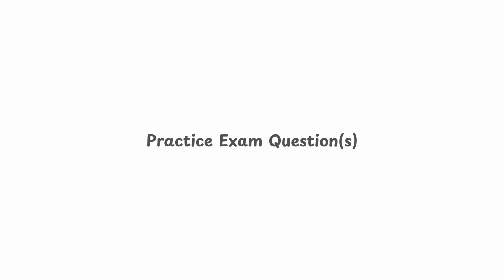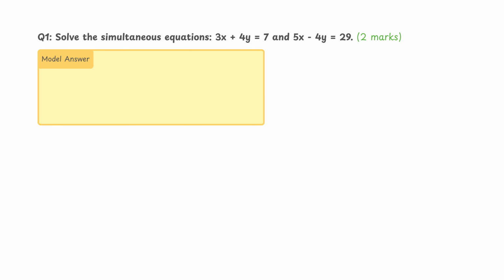Now, let's dive into some exam-style practice questions. You can pause the video and try yourself. Question 1. Solve the simultaneous equations. 3x plus 4y equals 7 and 5x minus 4y equals 29. This question is worth 2 marks.